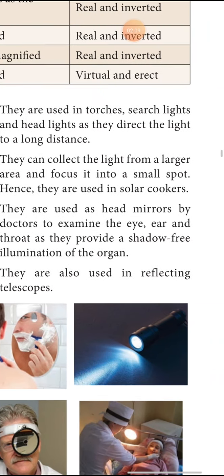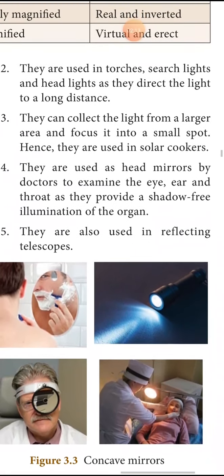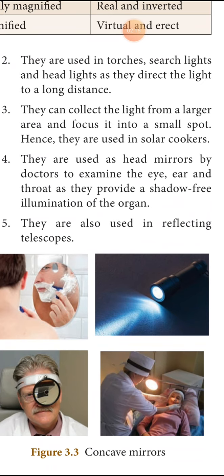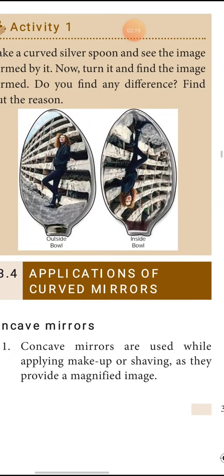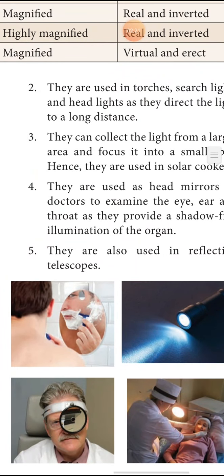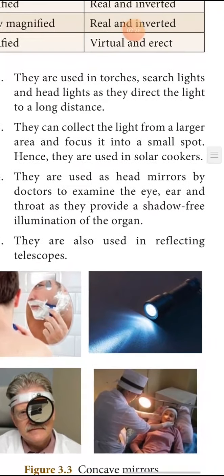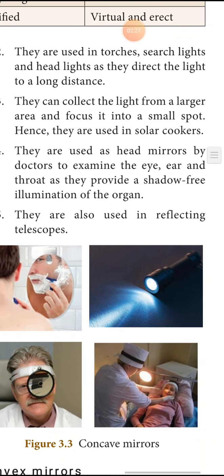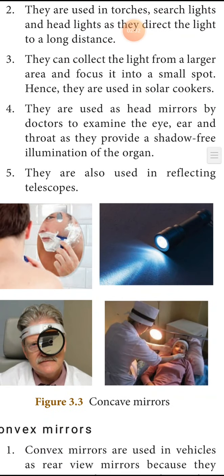They are used in torches, searchlights and headlights as they direct the light over a long distance. Concave mirrors direct the light over long distances. They can collect the light from a larger area and focus it on a small spot. Hence they are used in solar cookers. They are used as head mirrors by doctors to examine the eye, ear and throat.